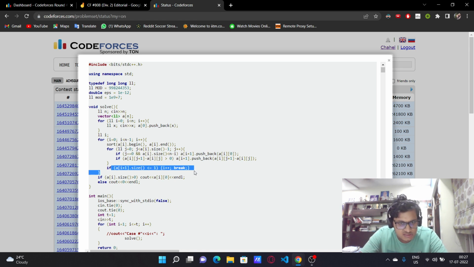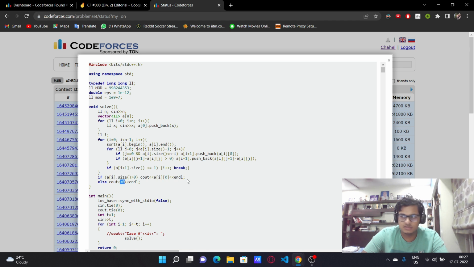And then we make a check that if the size is 1 or less, then we break the whole loop and output the size. If the size is 0, that means there are no differences, so we are reaching 0 in the end, and so we directly output 0 in that case. And this is basically the solution for problem D.